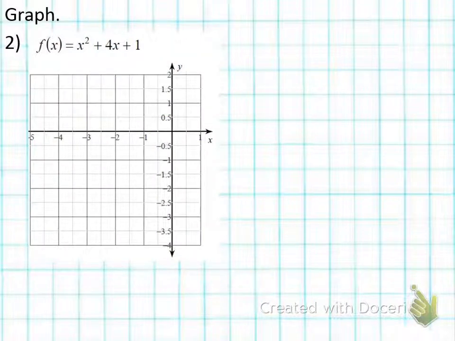Okay, so for the next example, we have a little more complicated, not really complicated, but just some more numbers involved in our equation. The f of x over here is really just like saying y. Okay, so if you want to think of that as y, that's fine.